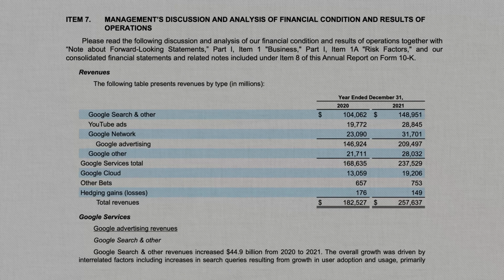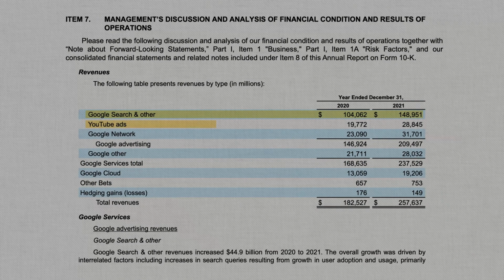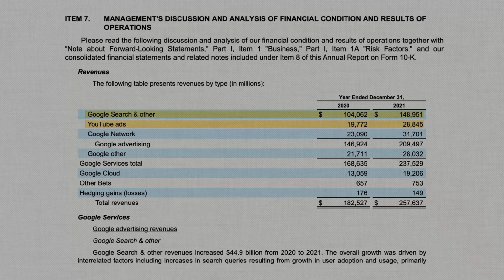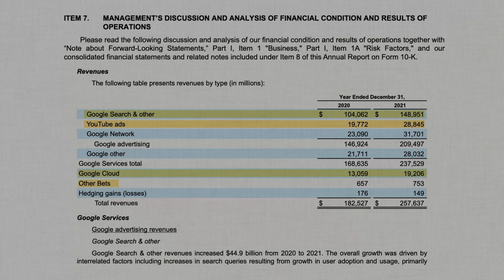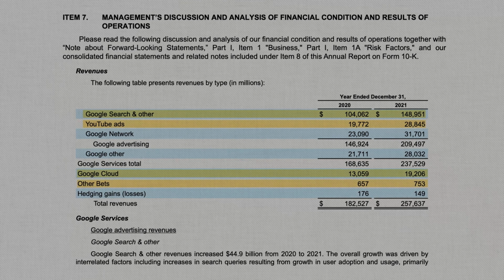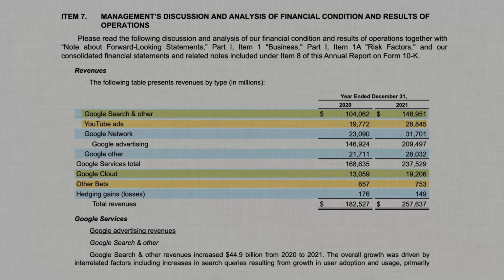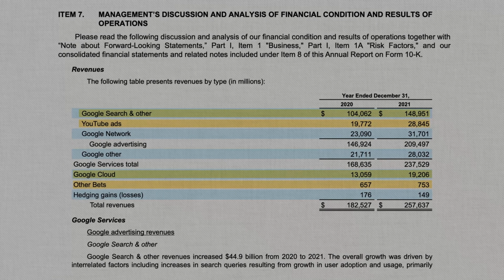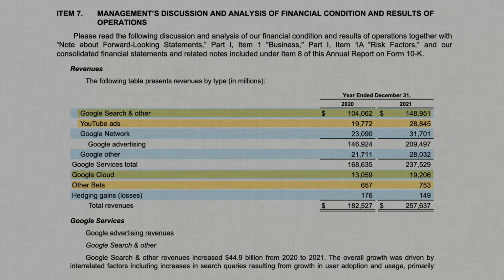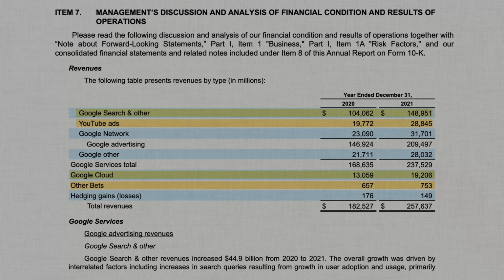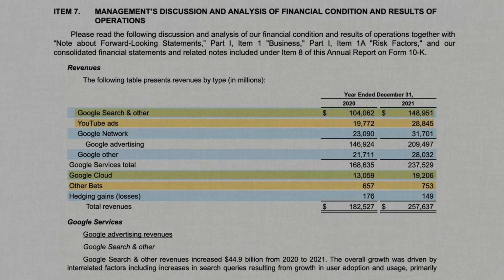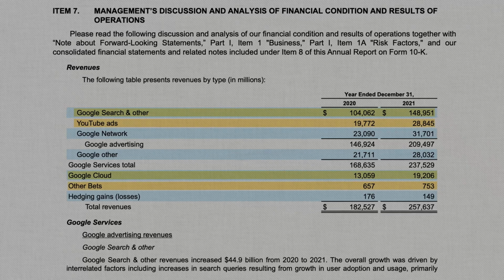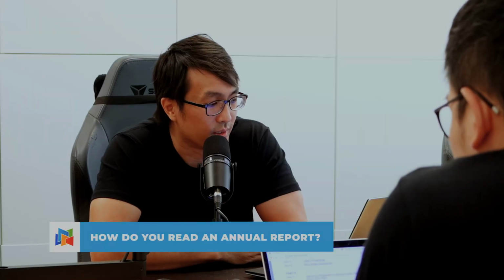Even for Google itself, they break it down into search, YouTube ads, and then of course you have your cloud and other bets. So you have full detail. Looking at Google, you know that Google search is one of the biggest components there, 100 billions. And then you have other bets, which may have way more going on, but those are just tiny bits, a low single digit contribution to the revenue.